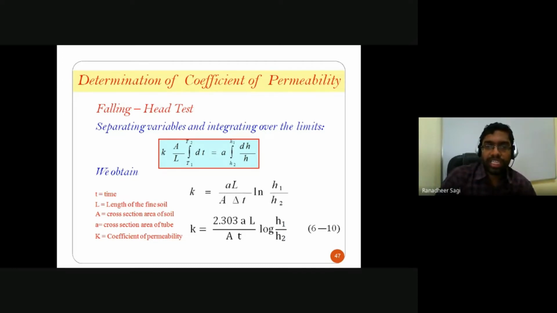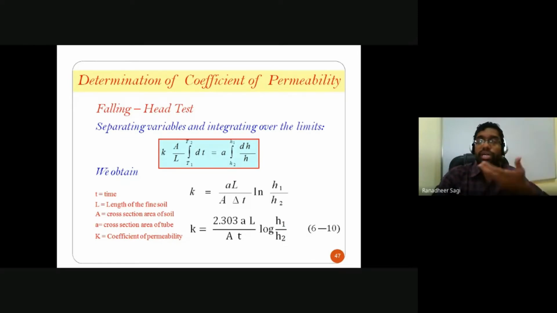So the expression that we need to use for determining the coefficient of permeability is K = 2.303 a L / (A t) log10 (h1/h2), where small a indicates the cross-sectional area of the pipe or the tube, and L indicates the length of the soil sample, or in other words, the length of the seepage. Capital A indicates the cross-sectional area of the soil sample.